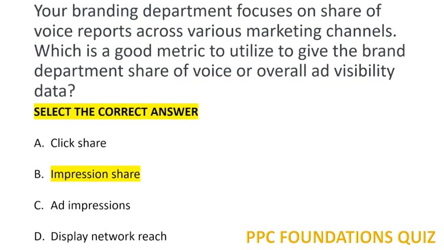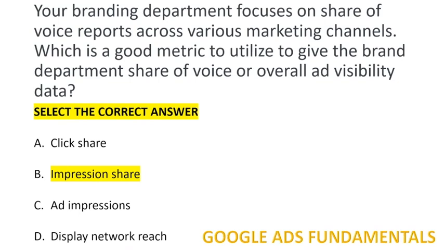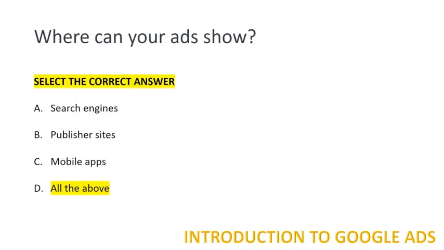Your branding department focuses on share of voice reports across various marketing channels. Which is a good metric to utilize to give the brand department share of voice or overall ad visibility data? A. Impression share. Where can your ads show? All the above. A. Search engines. B. Publisher sites. C. Mobile apps.